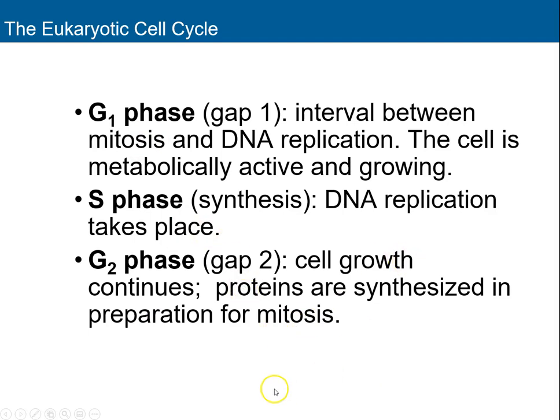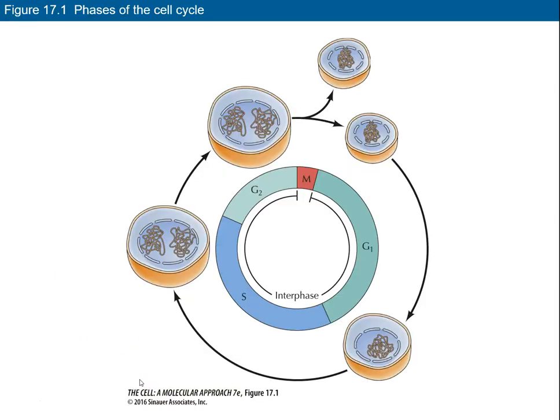G2, gap 2, more cell growth, and now the cell is going to prepare for mitosis, which is going to happen after G2, okay? Now, you should be able to draw the cell cycle like this. We should totally understand and know all of the phases. But like I said, we're going to go further and really talk a lot about regulation of the cell cycle. Okay. And so obviously that's what most of the lecture is going to be spent on here.